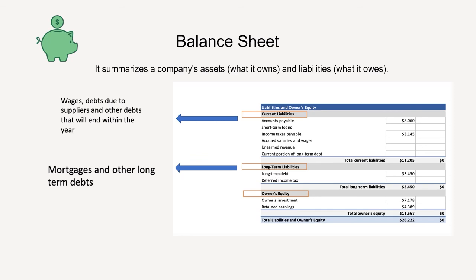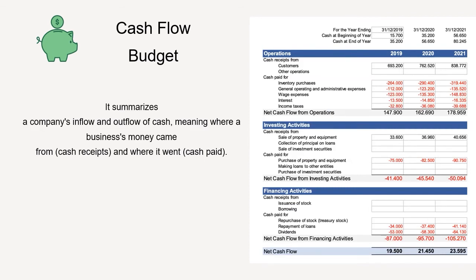Cash flow budget. The cash flow statement summarizes a company's inflow and outflow of cash, meaning where a business's money came from, cash receipts, and where it went, cash paid. By cash, we mean both physical currency and money in a checking account. The cash flow statement is a standard financial statement used along with the balance sheet and income statement.